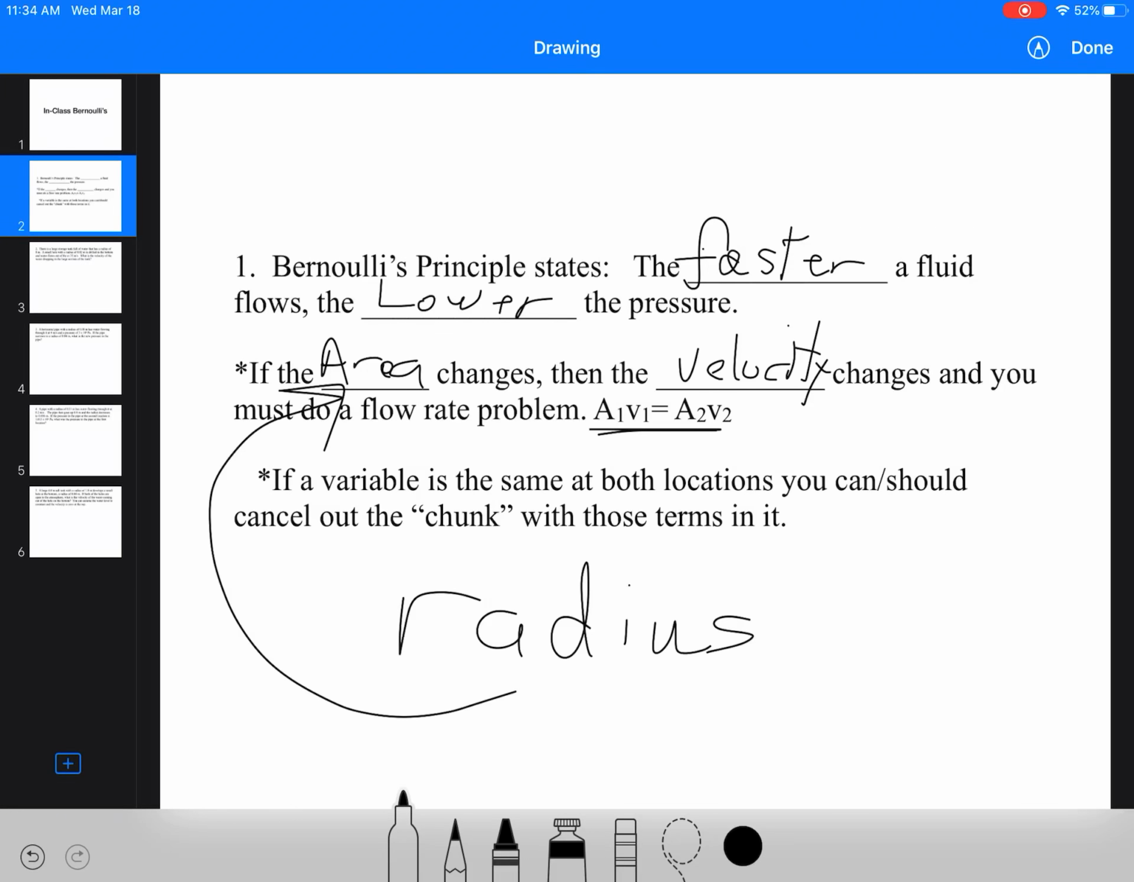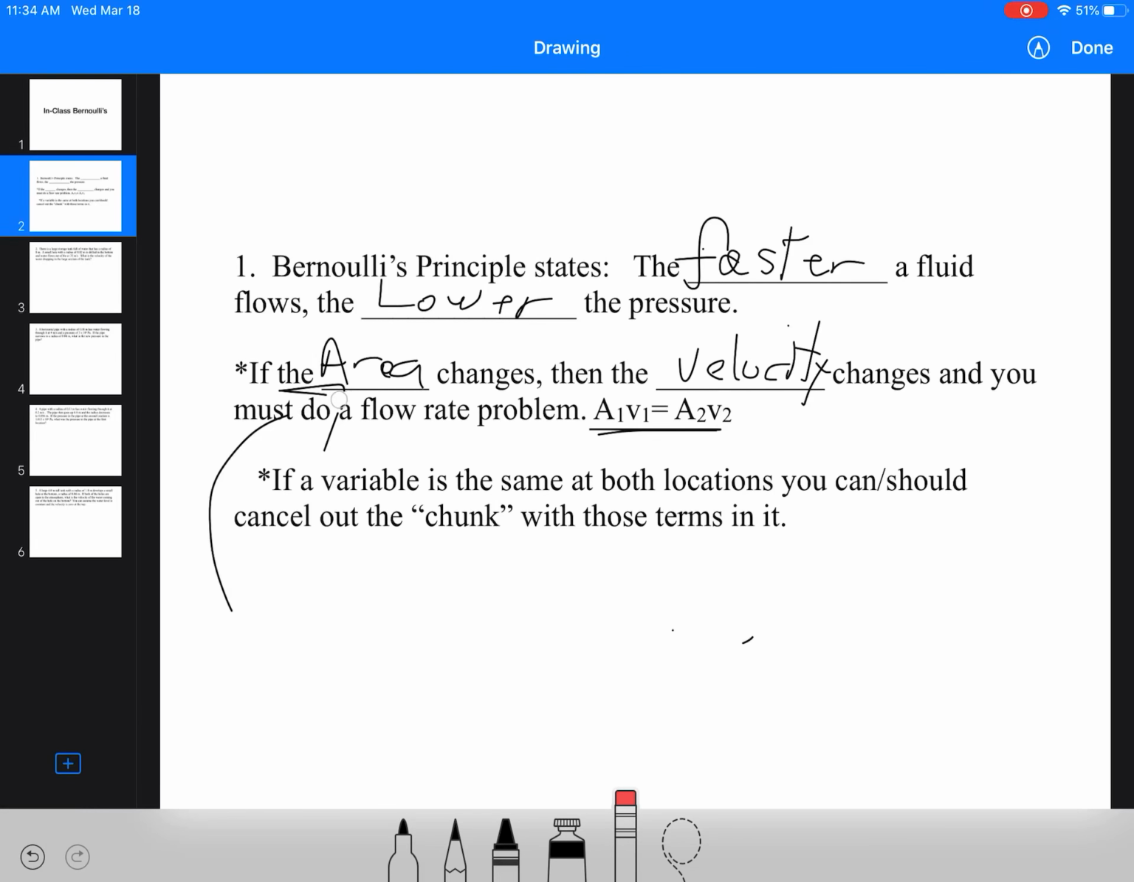Now, if your area doesn't change, then you don't have to do a flow rate problem because your velocity is not going to change. And that's what we're saying right here: if a variable is the same in both locations, you can cancel out the chunks that have that term in it.